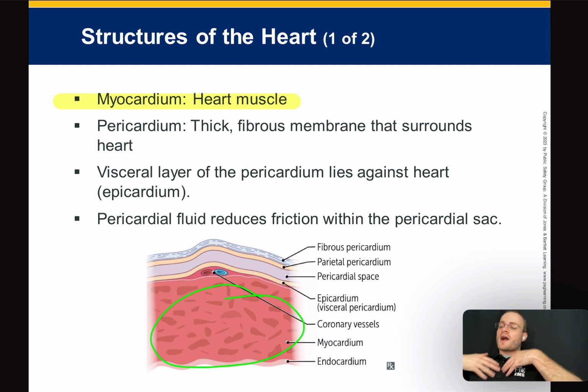Basically, the lining of the outer layer of the heart can get inflamed. And as the heart's beating all day, it rubs and creates friction, and that causes a sensation of pain. Interestingly, when the patient leans forward, their chest pain is relieved. So the hallmark of pericarditis is chest pain that's relieved when the patient leans forward.